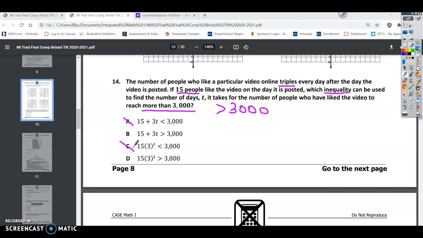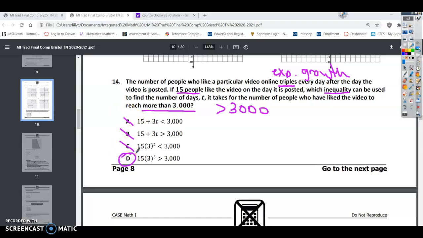All right, triples means this is exponential growth. Exponential growth. All right, so this is linear, and this one's linear. That one's already been eliminated. That means the only one it can be is D.